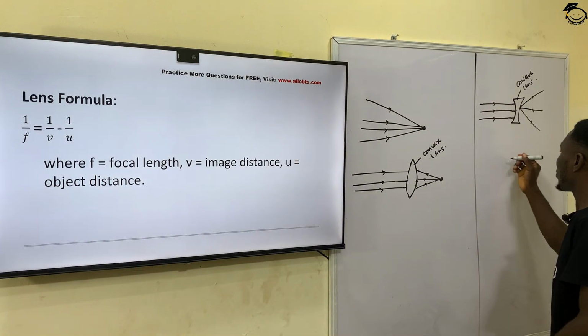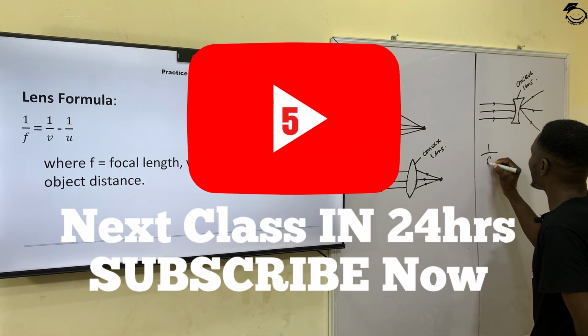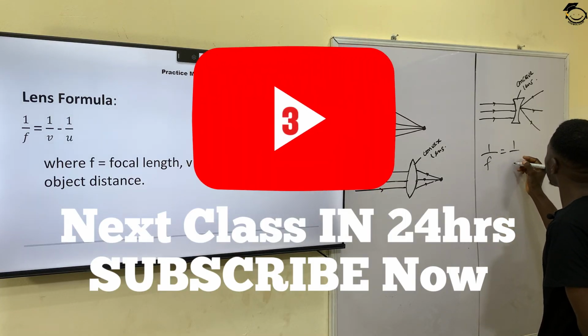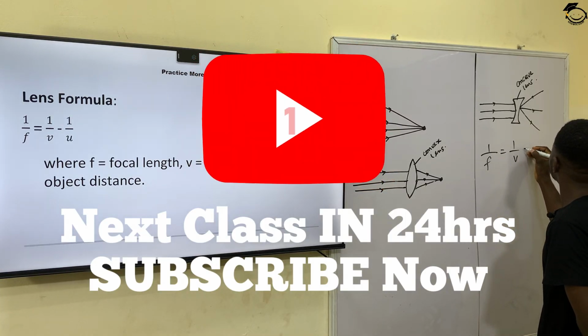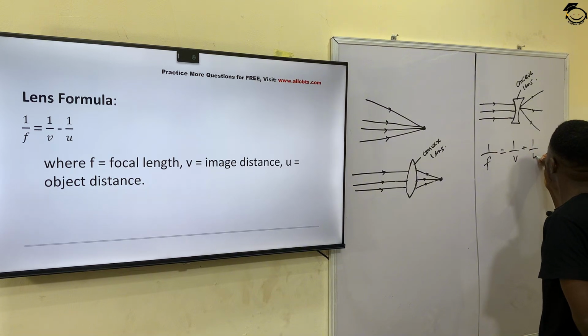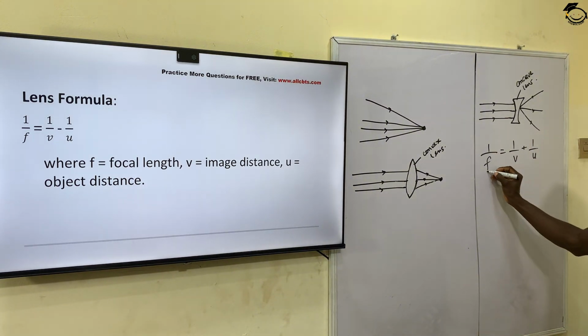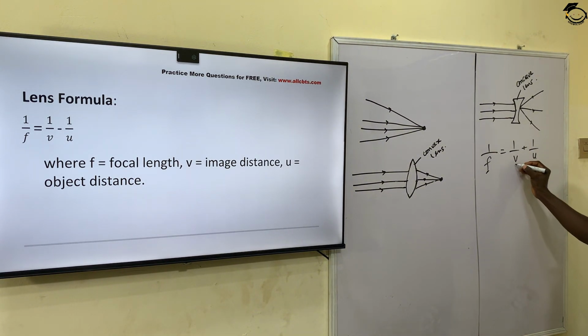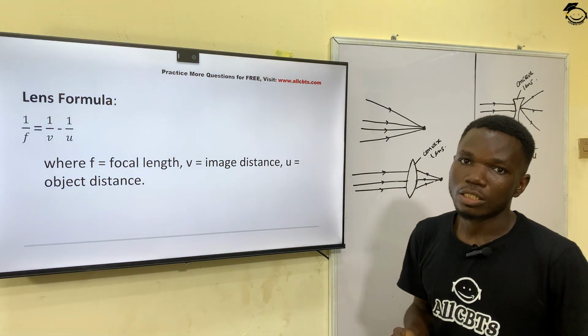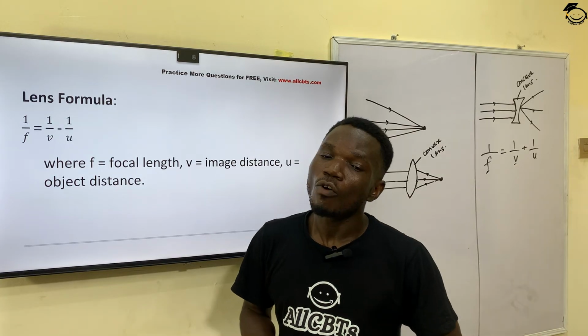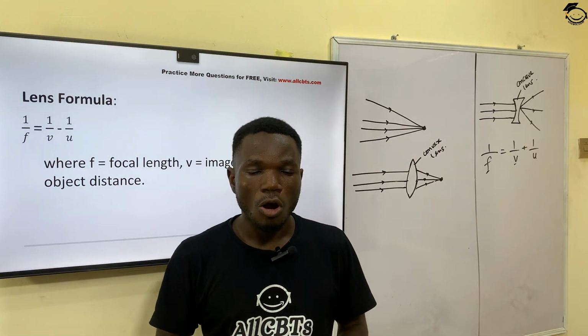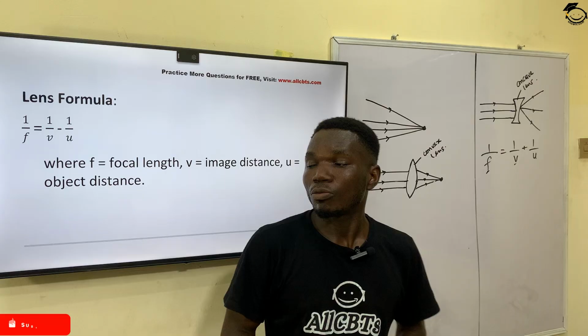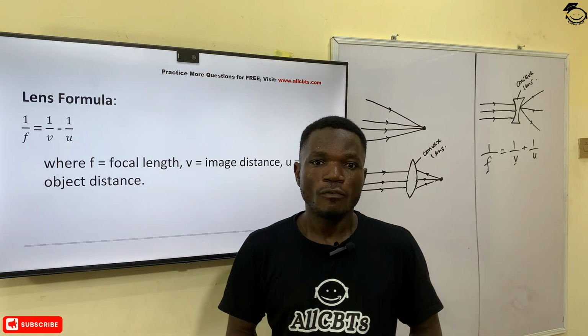So that takes us to the lens formula. Now we have a general formula for lens, which says 1 over focal length is equal to 1 over image distance plus 1 over object distance. So F here is talking about what? Focal length. V here is image distance and U is object distance. So whenever they ask to calculate the focal length of a plane mirror or of a lens, this is the formula we use, and it's also called the mirror formula.